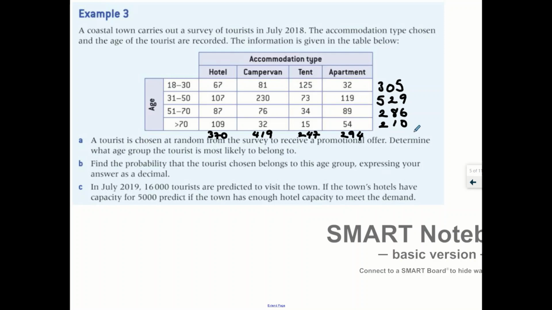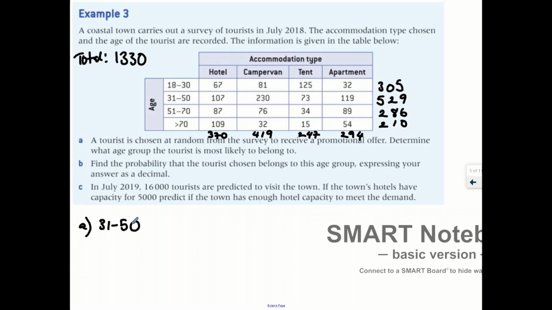And if I just check that I've done that right, add up this column, add up this row, then my total I can see is 1,330. So just make sure that you've added those up and you can do it. So then it says a tourist is chosen at random from the survey to receive a promotional offer to determine what age group the tourist is most likely to belong to. Well, they're most likely to belong to this age group, the 31 to 50.